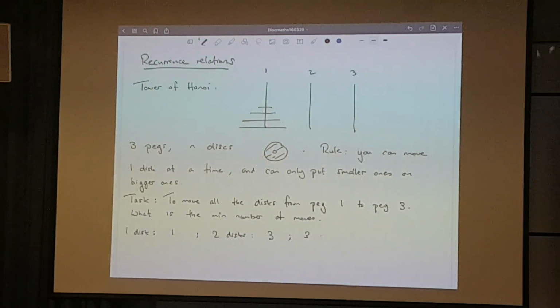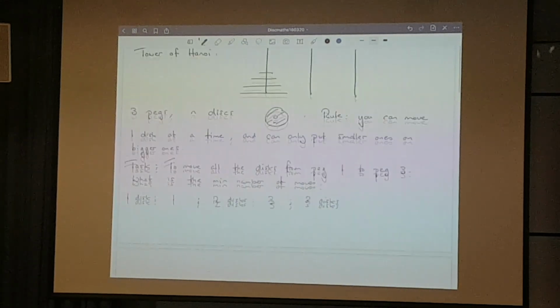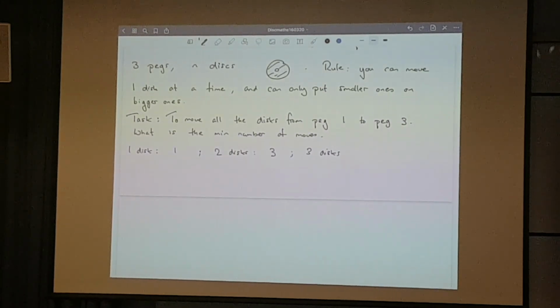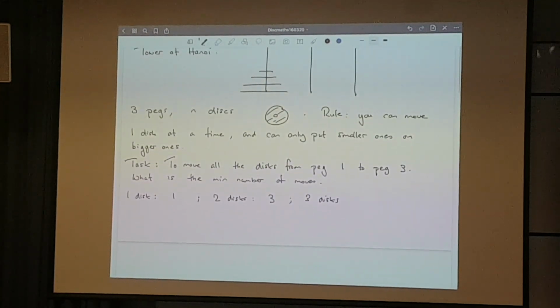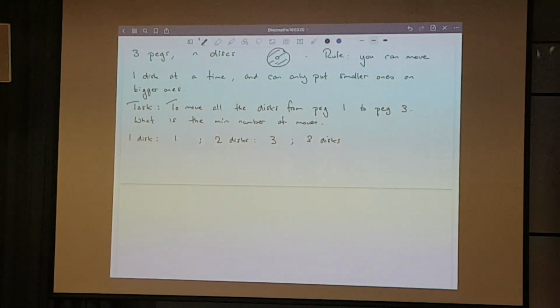Three discs. Now it takes a little bit more thought. So 3 discs, let's think about it. Let's label these discs A, B, and C. We start off with the big one as C, then B, then A, and we've got pegs 1, 2, and 3.